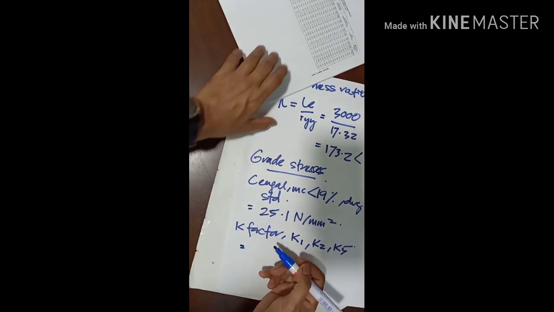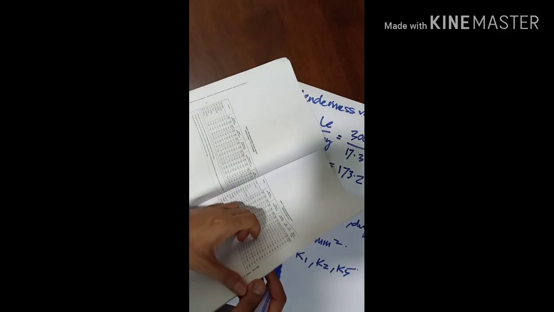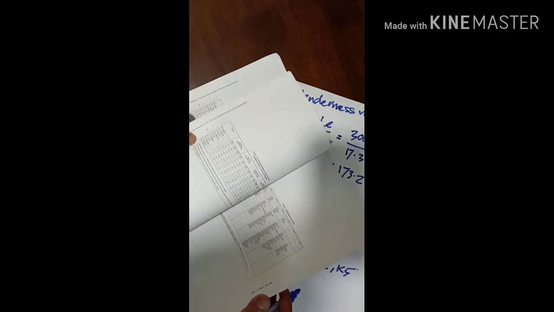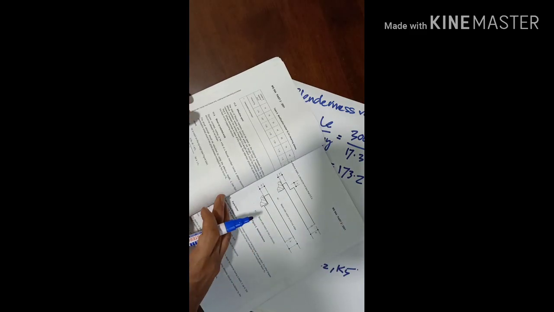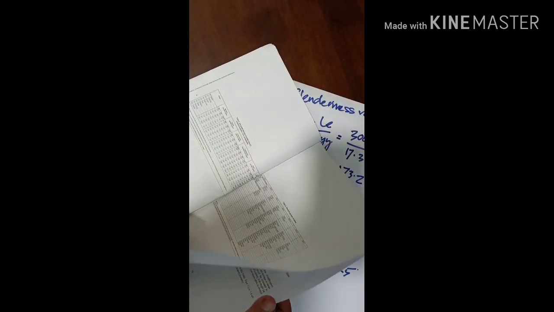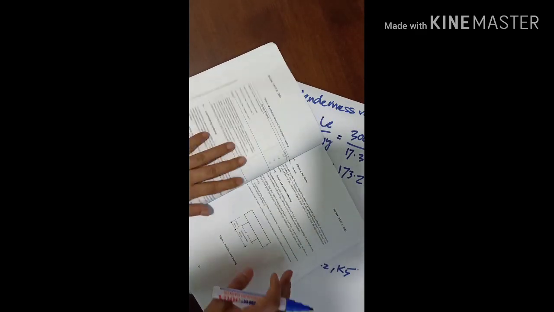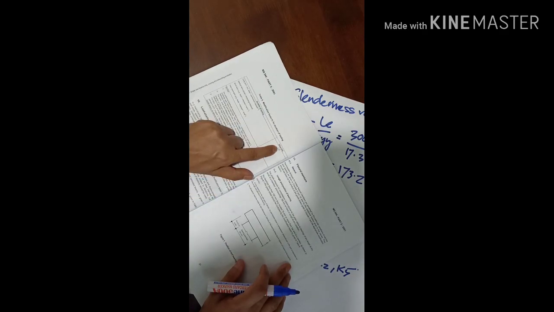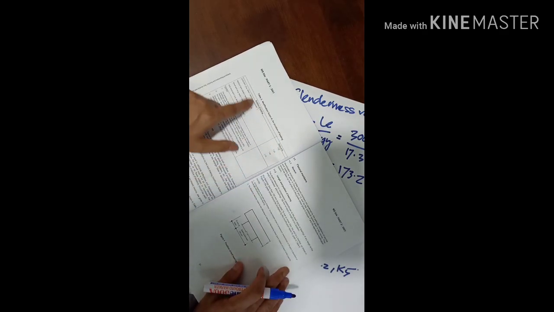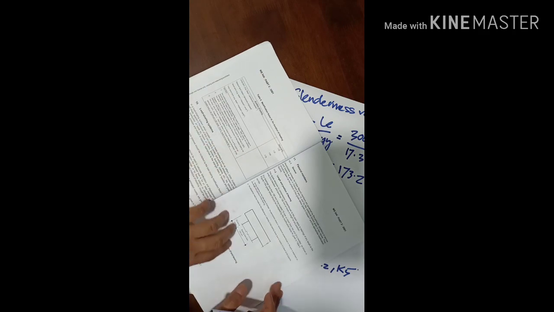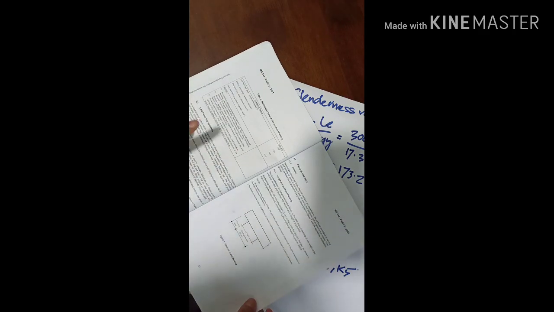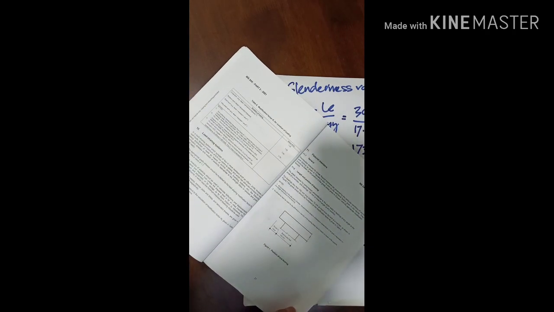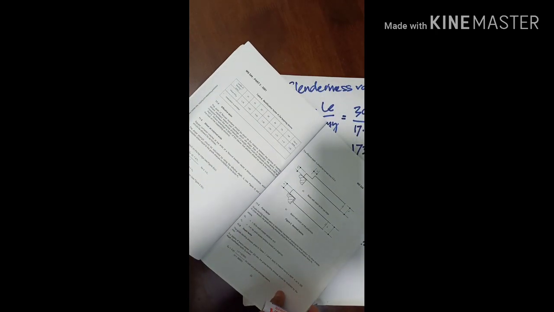Okay, since our design is a long-term design, K1 refers to the duration of loading. So K1 is 1.0 because our design is a long-term design. For K2, since our design is only a single column, it is considered as 1.0.